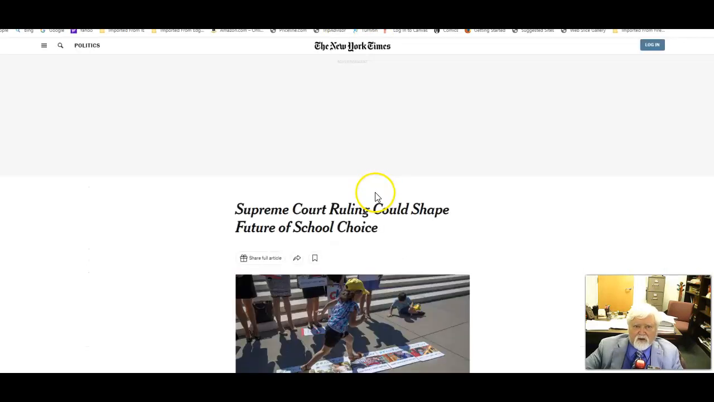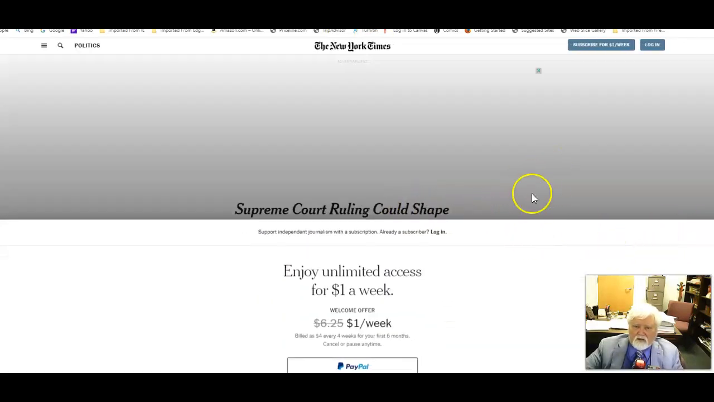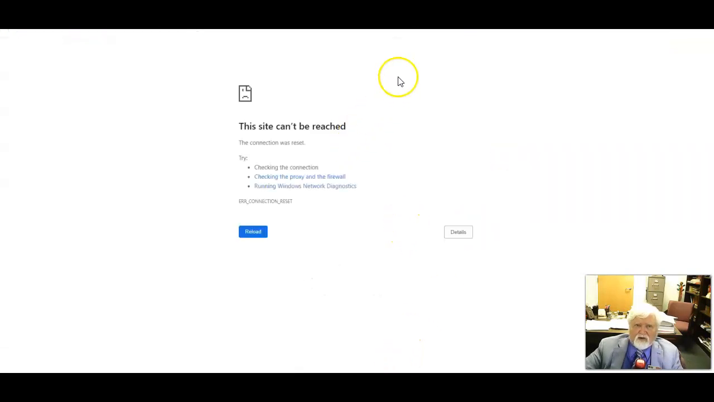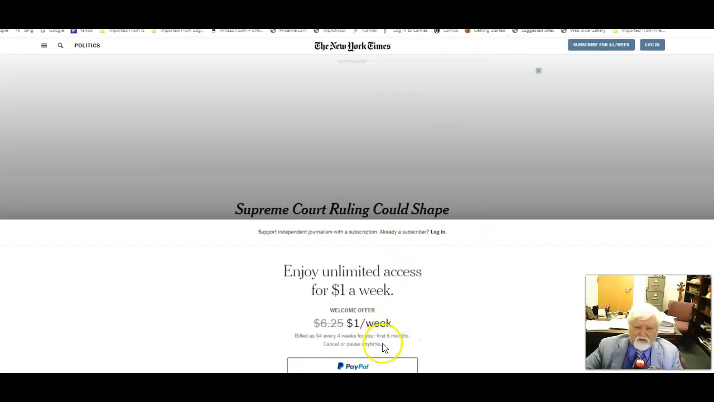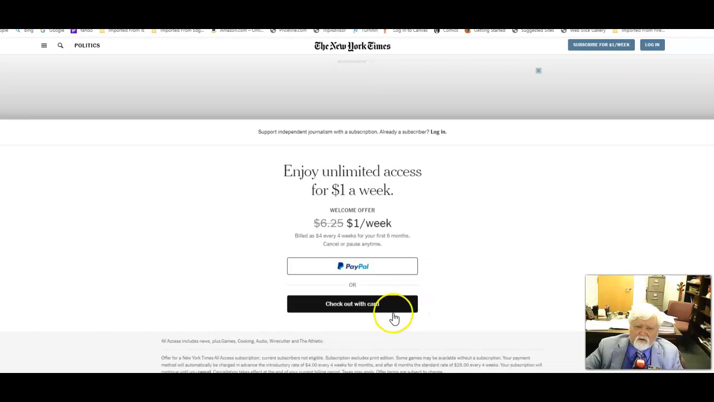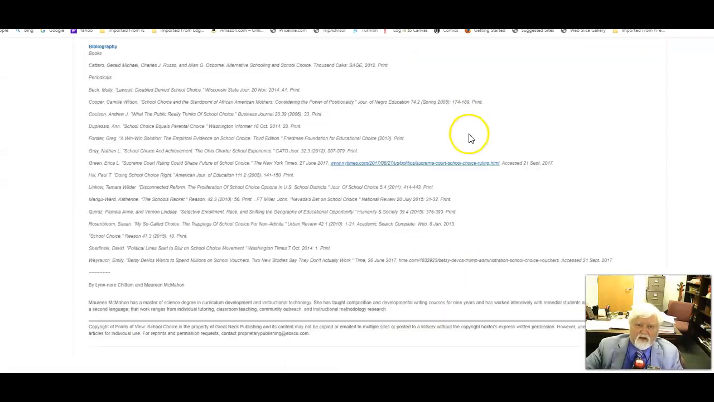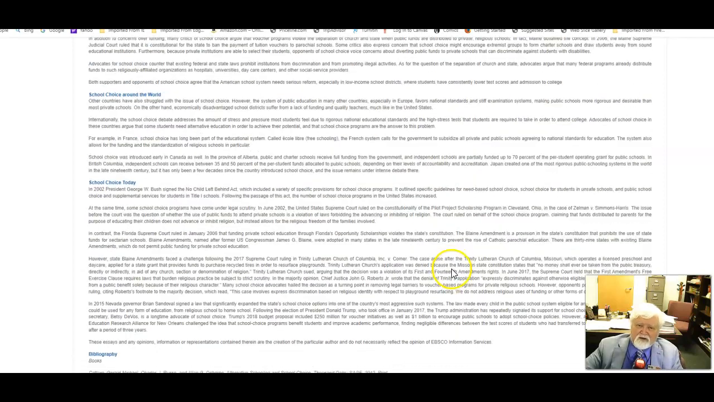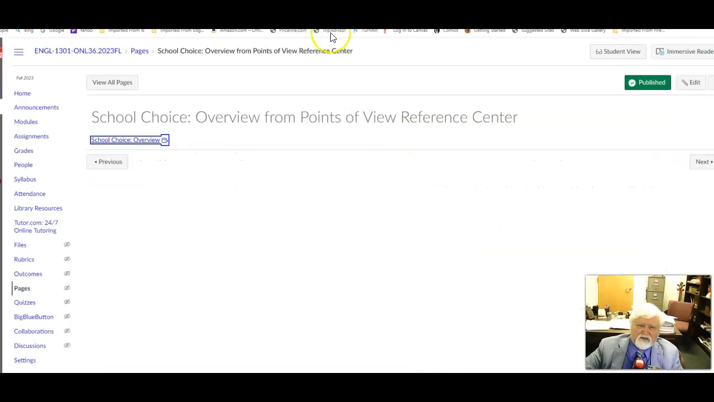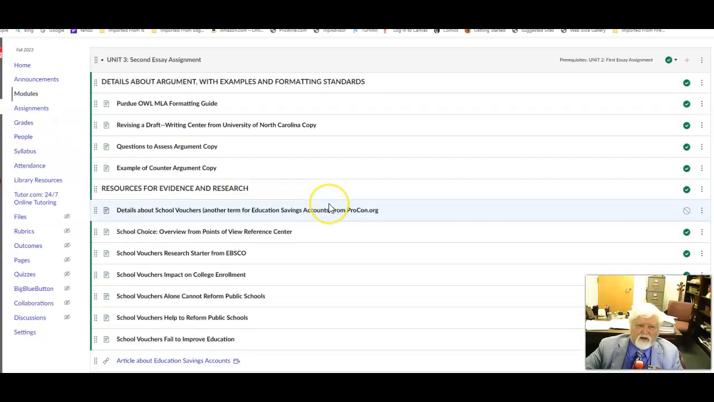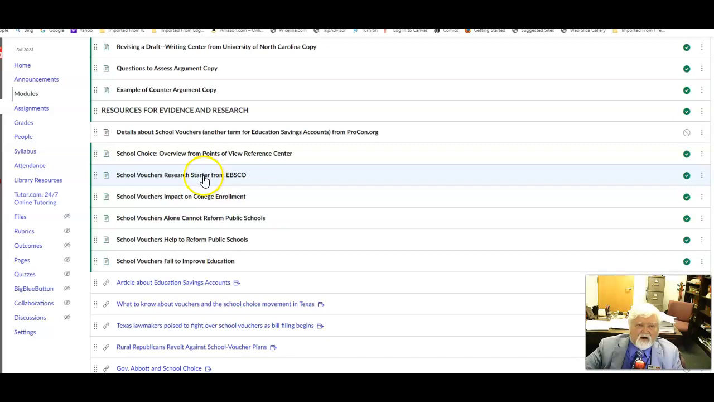And so, here's the one that you can do, and it's not letting me get into it. It wants you to pay for a subscription to the New York Times. We're not going to do that. Occasionally, you can actually get into the link. At this time, it's not letting you. But the school choice from EBSCO is there for you to use.